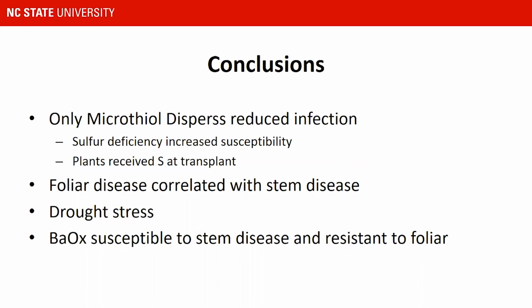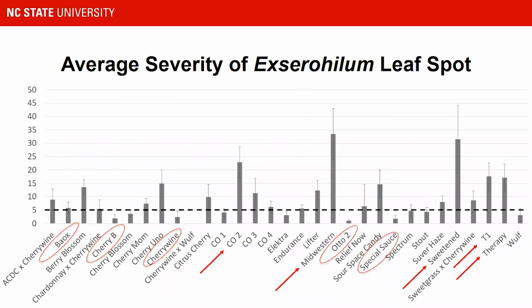So it looks like our Bayox variety was susceptible to that stem disease, but resistant to a lot of those common foliar pathogens. We took a look at our OVT plots last year and rated those for that leaf spot that was very prevalent last year. We had several plants that were so extremely sensitive that the leaves curled up and desiccated by how much they were affected. There were several different varieties that had lower incidence. I have those circled in red: Bayox, Cherry Bee, Cherry Wine, but several were very sensitive. CO2, Midwestern, and Sweetened were all very sensitive to this Exserohilum leaf spot.